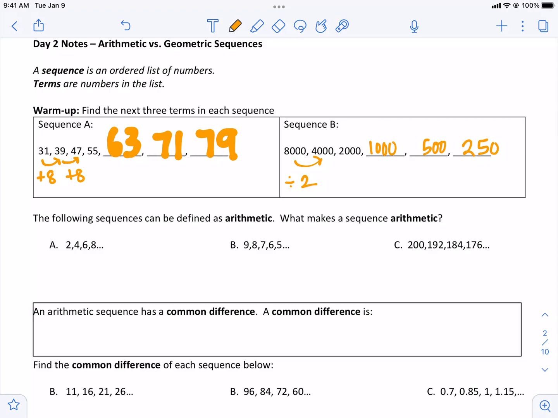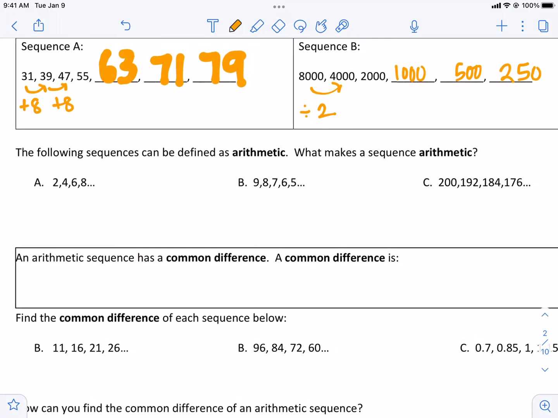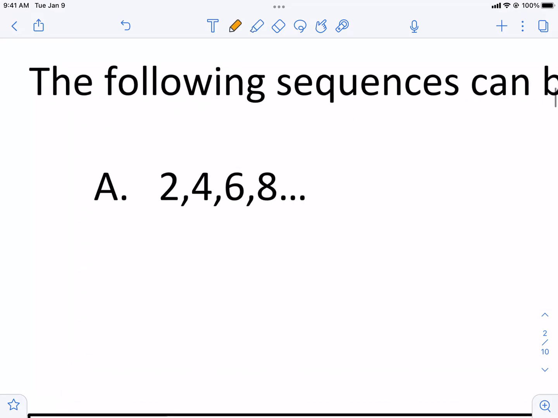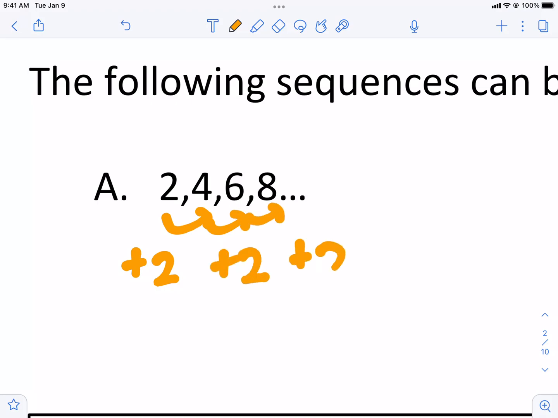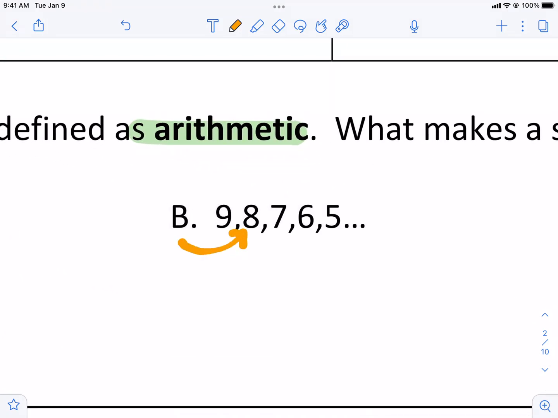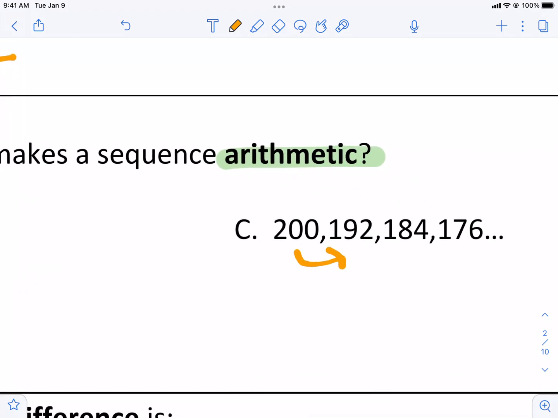So today you'll be asked to look at different sequences, find terms, and be able to tell how you got to the next term. The next three sequences are called arithmetic. What do you think makes a sequence arithmetic? Let's see how we get from one number to the next. In the first one, it looks like we're adding 2 each time to get to the next term, and that works for all of the numbers in the list. In B, it looks like we're subtracting 1. And in C, it looks like we're subtracting 8.